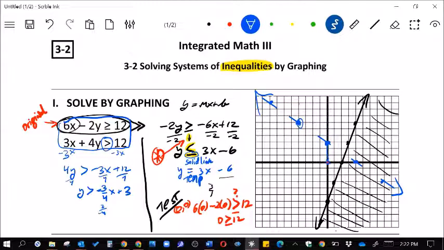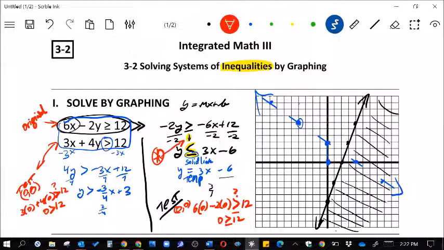Now that I've done this, I have to test a side, and again, let's test 0, 0. If the line actually went through 0, 0, then I wouldn't be able to use it, because we wouldn't know which side needed to be shaded. So that's this one here. So I'm going to do 3 times 0 plus 4 times 0, is it greater than 12? So I get 0 greater than 12, and this is not true. Because 0 greater than 12 is not true, that means the top part of this, I'm going to do it blue, the top part of this needs to be shaded.